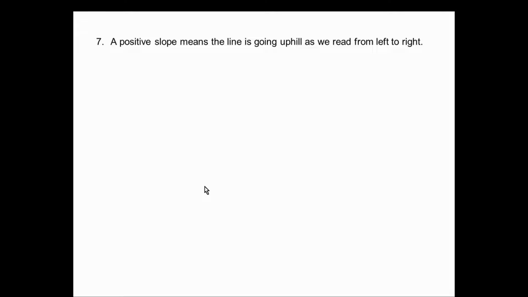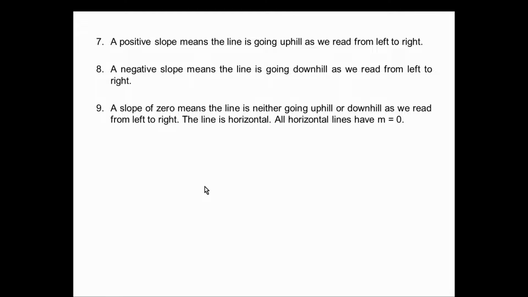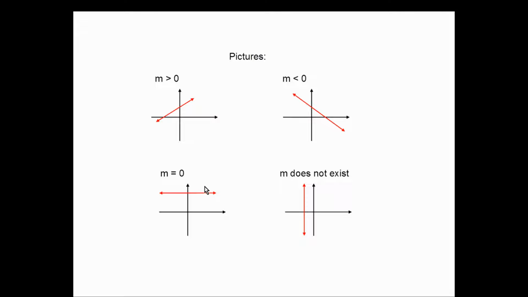Number 7, a positive slope means the line is going uphill as we read from left to right. Remember, that is how we read, from left to right. So positive slope, you're going uphill. A negative slope means the slope is going downhill as we read from left to right. A slope of 0 means the line is neither going uphill or downhill as we read from left to right. The line is horizontal. All horizontal lines have m equals 0. Number 10, a slope that does not exist means a vertical line. And also remember, vertical lines were not functions. So it's like all linear functions, the slope does exist.